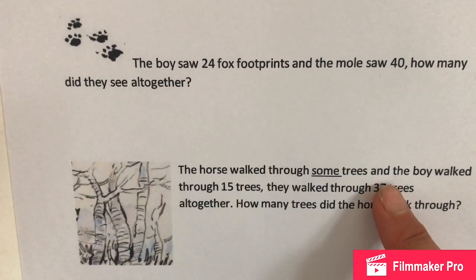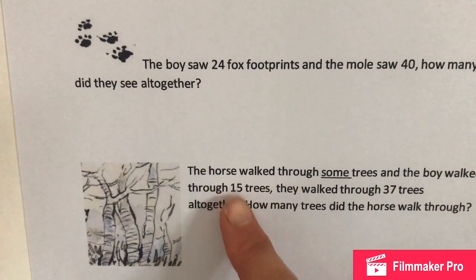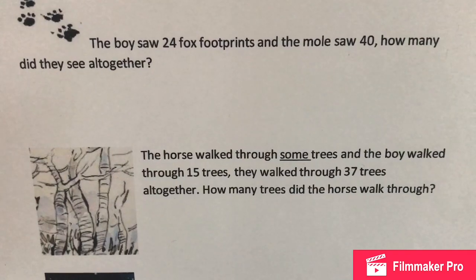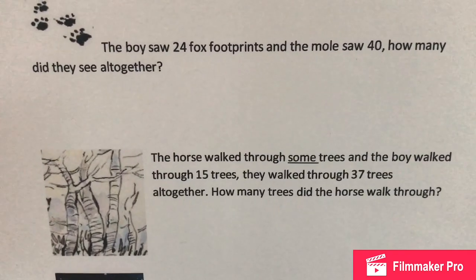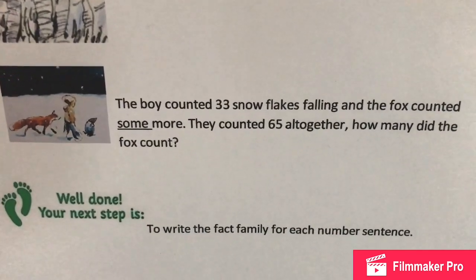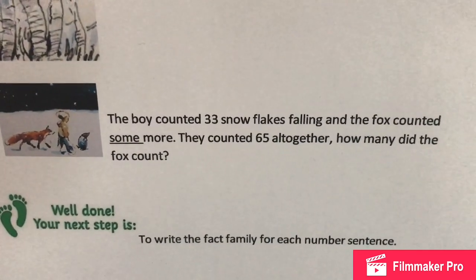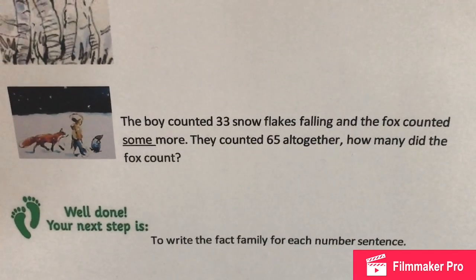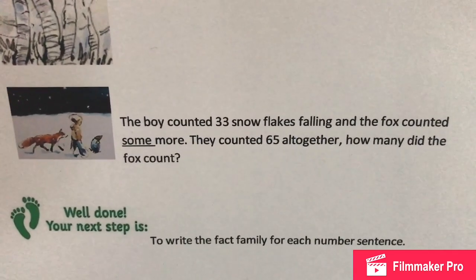So you've got one big number and one smaller number. Are you going to work out this by using an addition or a subtraction? And the same with the last one. The boy counted 33 snowflakes falling and the fox counted some more. They counted 65 altogether. How many did the fox count?